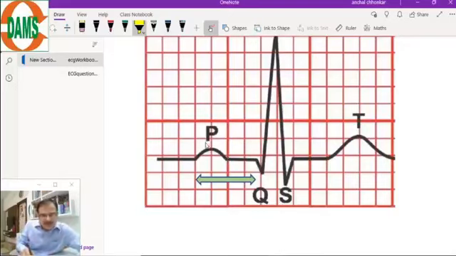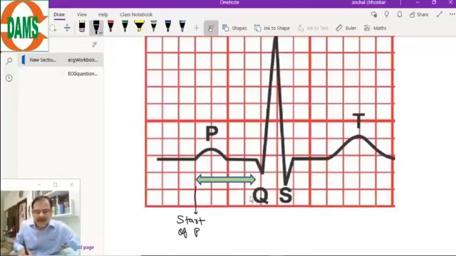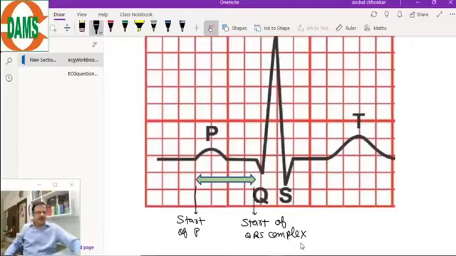So how to calculate the PR interval. The PR interval is calculated from the start of the P wave. Remember, very important, start of P. Start of the P wave, and it is till the beginning of the QRS complex, the start of the QRS complex. So this is the PR interval, start of P till the start of the QRS complex.